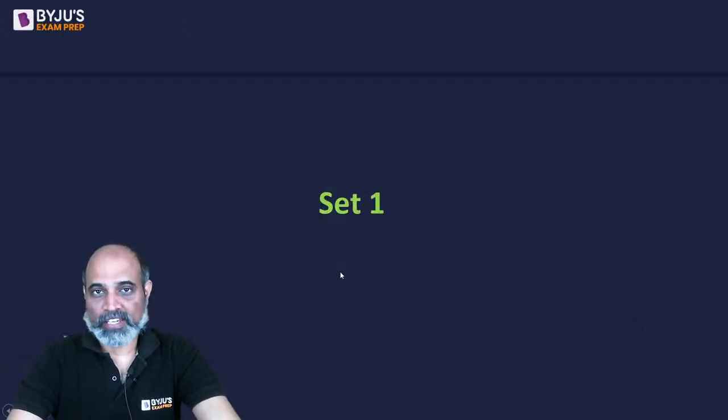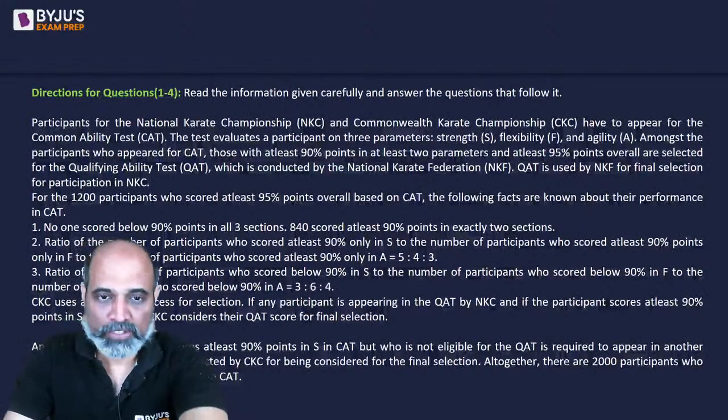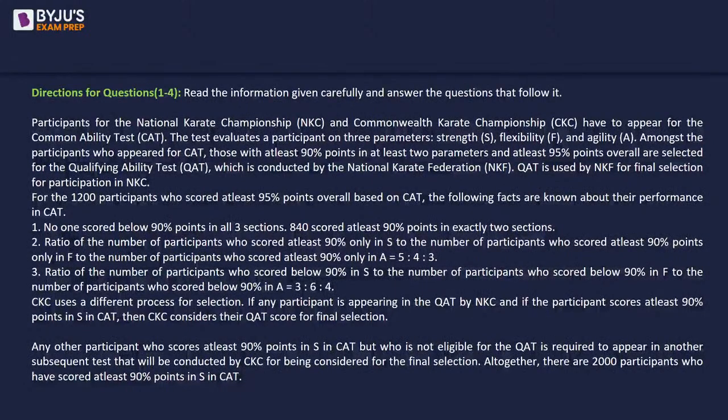So first set of the day. I'll have to hide myself because we have got a lot of information here. Participants for the National Karate Championship and Commonwealth Karate Championship have to appear for Common Ability Test, CAT. The test evaluates a participant on 3 parameters: strength S, flexibility F, and agility A. Amongst the participants who appeared for CAT, those with at least 90% points in at least 2 parameters and at least 95% points overall are selected for the qualifying ability test, QAT, which is conducted by the National Karate Federation. QAT is used by NKF for final selection for participation in NKC.